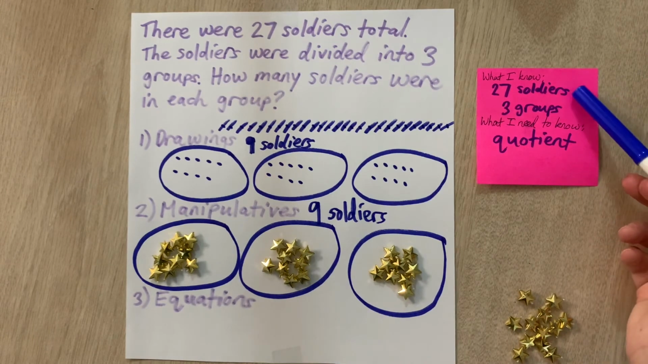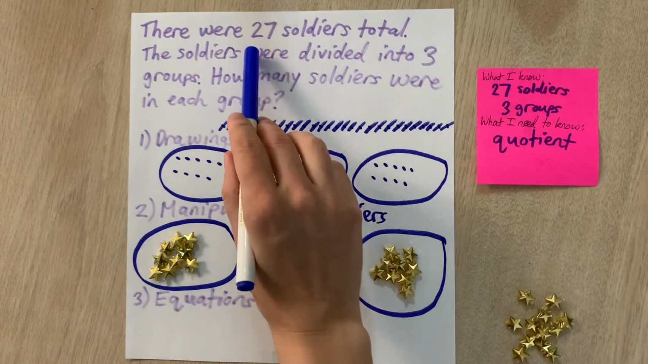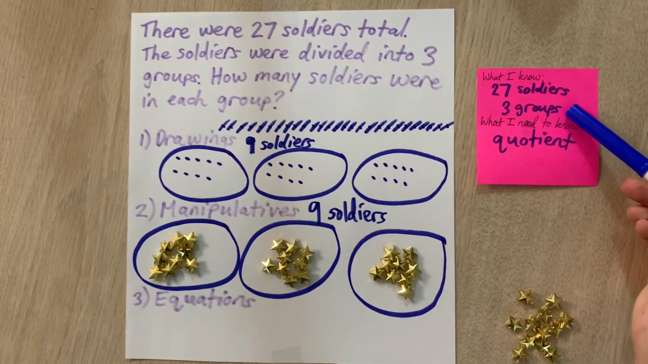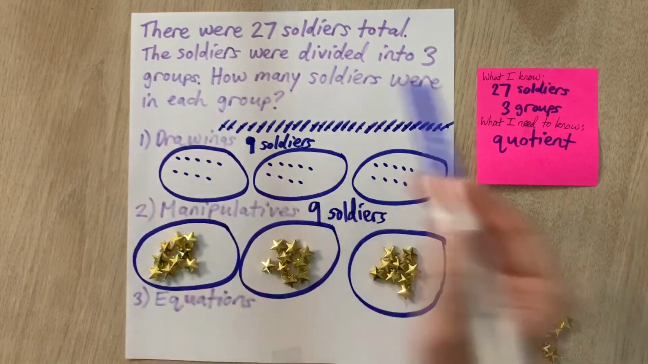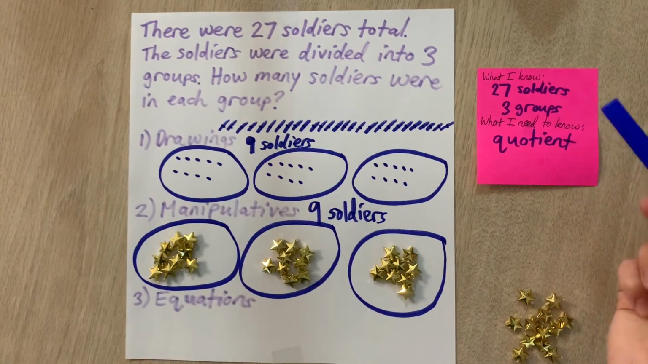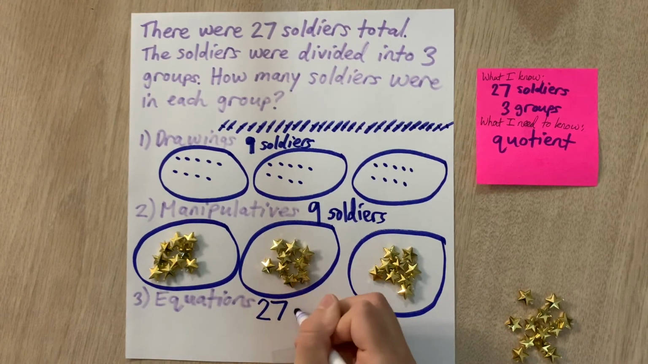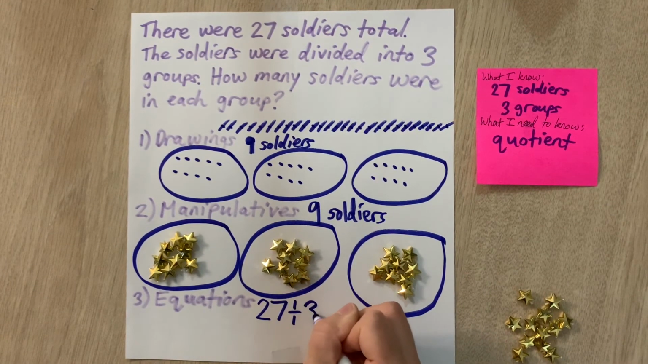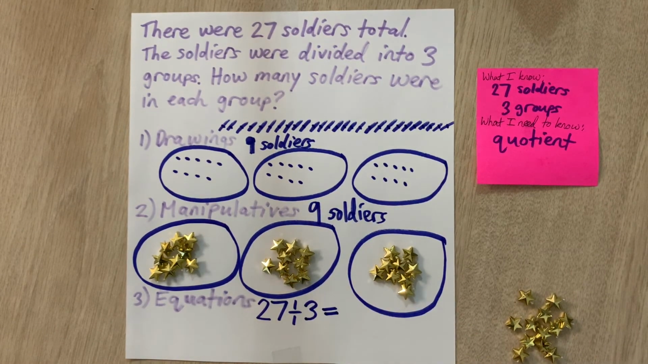And looking at our what I know section, we see that we have a total of 27 soldiers. The information was also here. And we have 3 groups, and the information was also here when it said the soldiers were divided into 3 groups. So 27 soldiers divided into 3 groups. So that's what our equation is going to start off as. 27 divided by 3. And then equals, and that's the quotient that we're solving for. So if you know your division facts, then you know that 27 divided by 3 is going to equal 9.